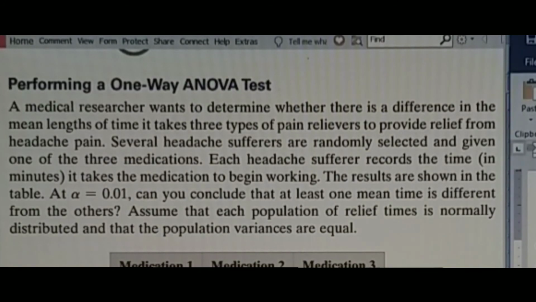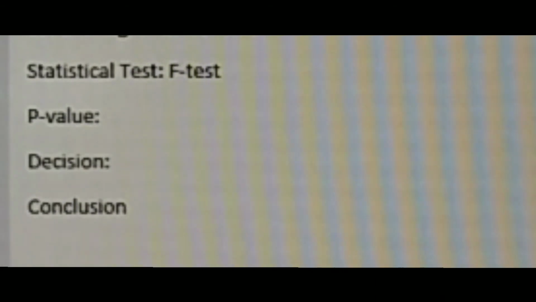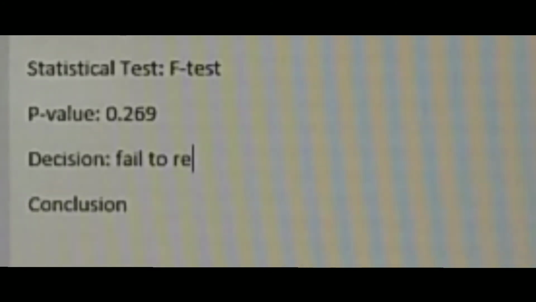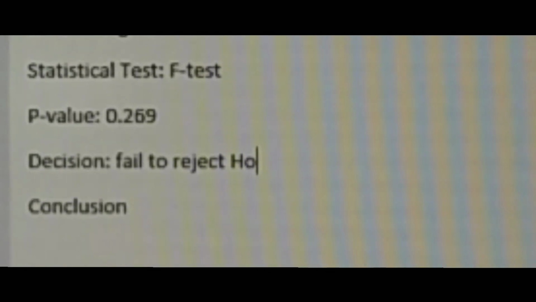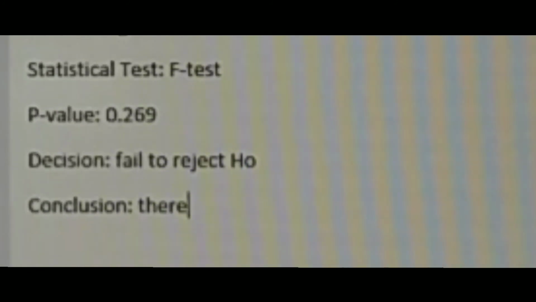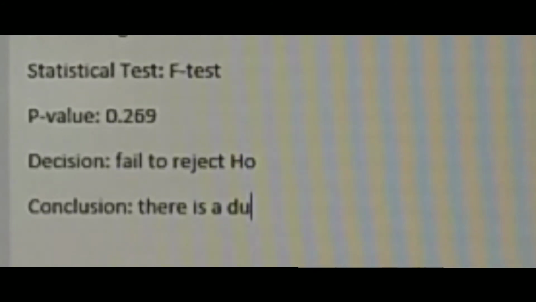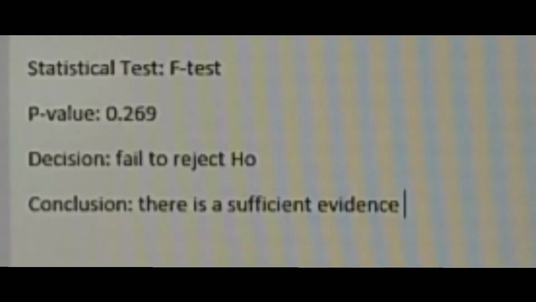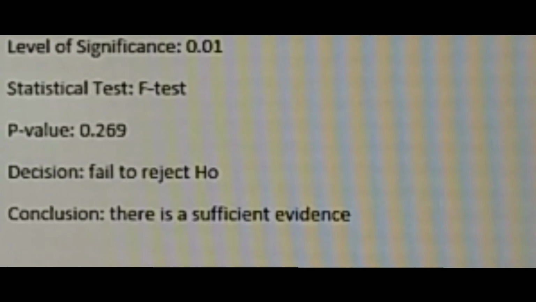So let us complete our hypothesis testing steps. The p-value was 0.269. The decision was fail to reject H0. And for the conclusion, we may say that there is sufficient evidence to reject the claim.